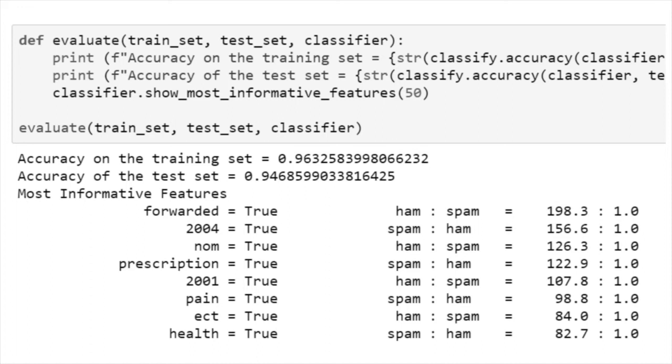it with new examples. So for example, you can see if you have the word prescription, that gives it points towards being counted as spam. But if you have the word forwarded, then it's more likely to be ham.